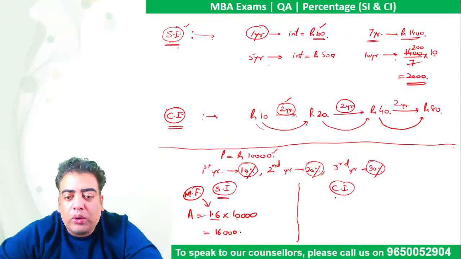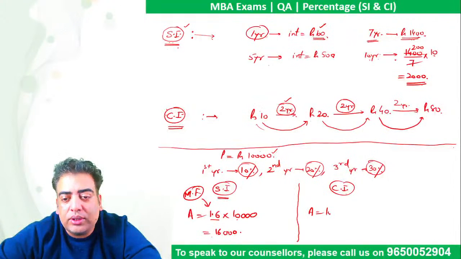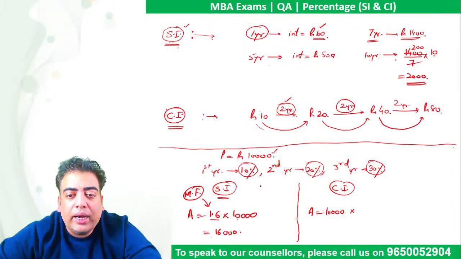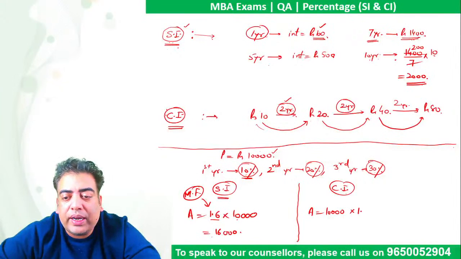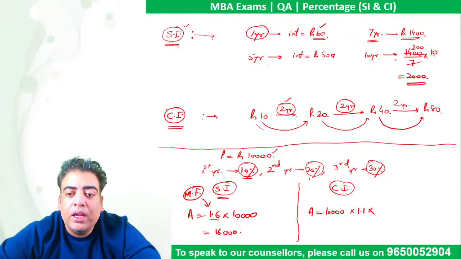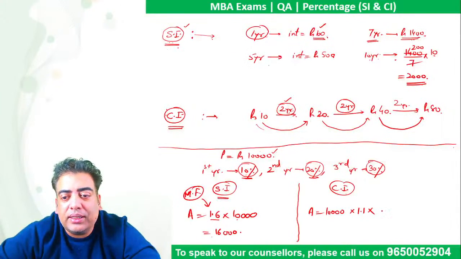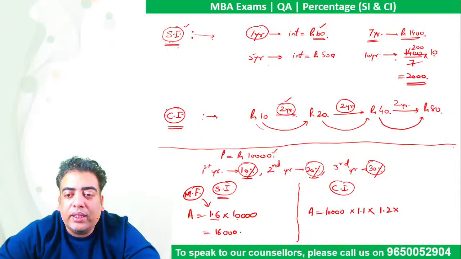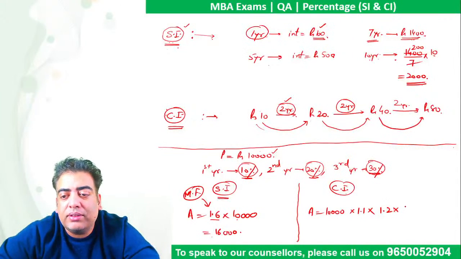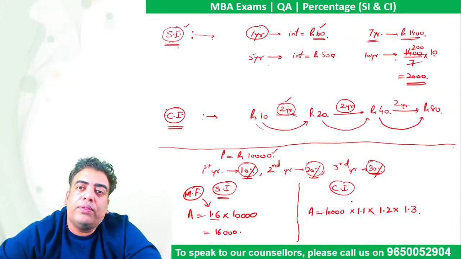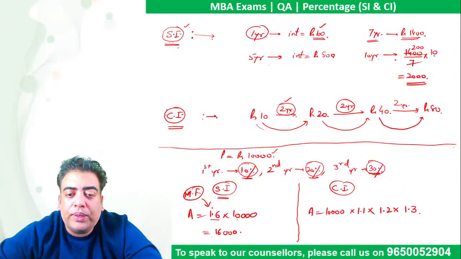In case of compound interest, if you invested 10,000 and you got increase of 10%, which means the multiplying factor will be 1.1. A rate of interest of 20% in second year gives me multiplying factor of 1.2. Increase of 30% in the value gives me a multiplying factor of 1.3. So please have a look at how we have to solve these two cases.